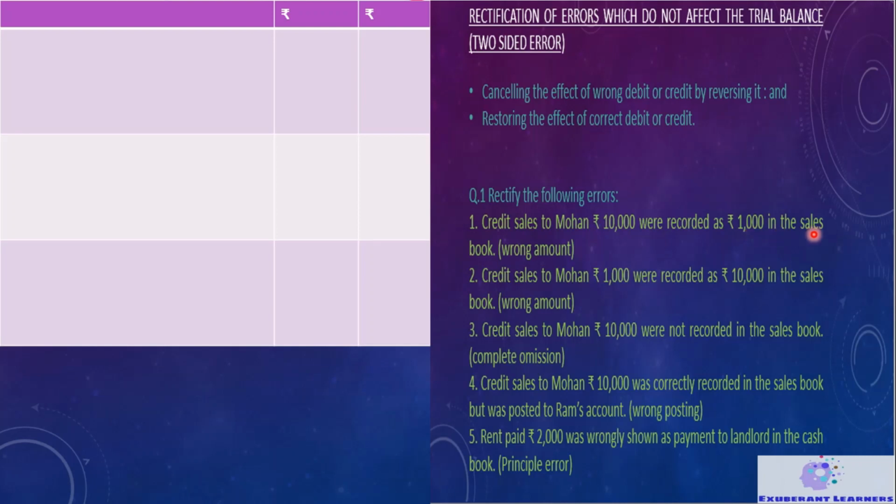So in the first book, the books of original entry, in a subsidiary book, we made a mistake: we recorded it in the sales book wrongly with a wrong amount. Here the entry is done correctly, but the amount is written wrong. So let's see what will be the correct entry. The correct entry for credit sales to Mohan rupees 10,000 goes like this: Mohan debit to sales account rupees 10,000. The same thing is recorded, but with a wrong amount.